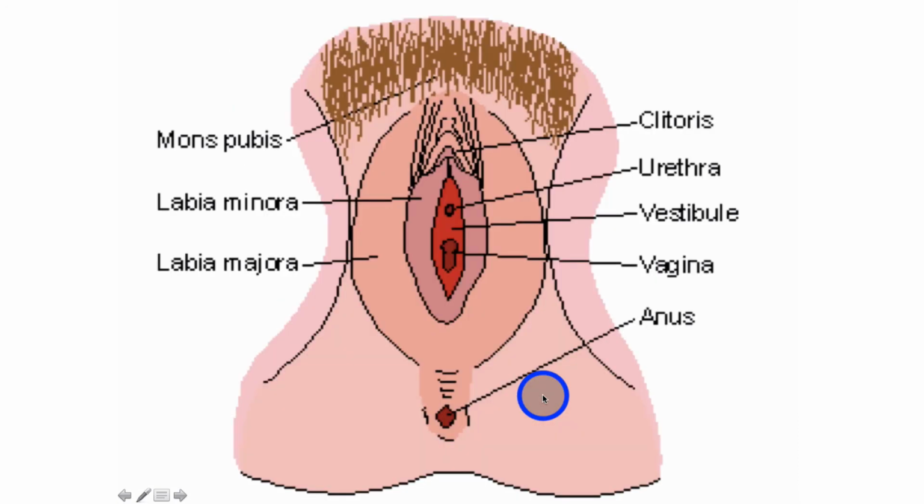If we look at this from an inferior perspective, mons pubis, labia majora, labia minora. So the big thing to take home with labia majora and labia minora is that the labia minora is medial to the labia majora. On this side, labia majora, labia minora. The labia minora are on the inside of a region known as the vestibule, which is outlined in red here. And within the vestibule, we find the external urethral orifice and the vaginal opening or vaginal orifice.